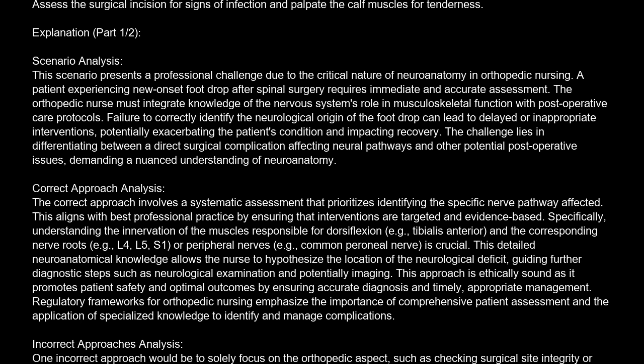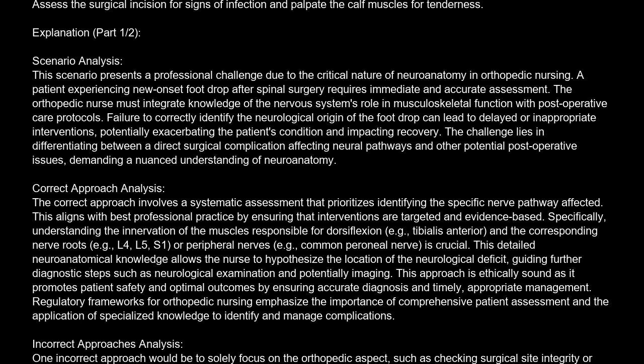Failure to correctly identify the neurological origin of the foot drop can lead to delayed or inappropriate interventions, potentially exacerbating the patient's condition and impacting recovery. The challenge lies in differentiating between a direct surgical complication affecting neural pathways and other potential post-operative issues, demanding a nuanced understanding of neuroanatomy.